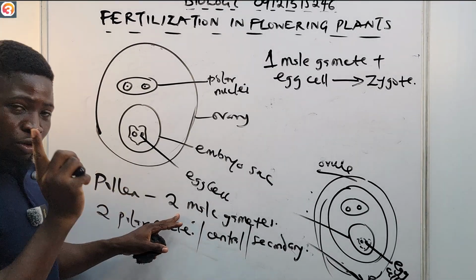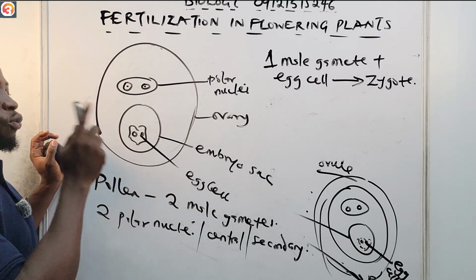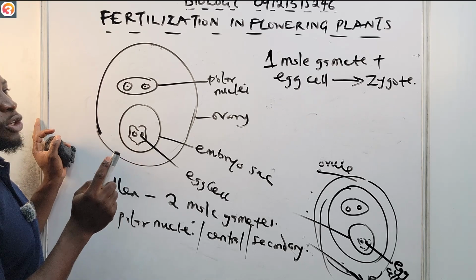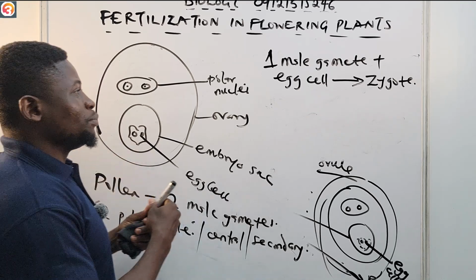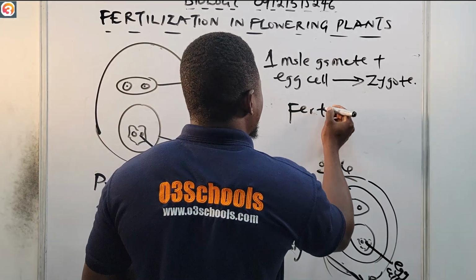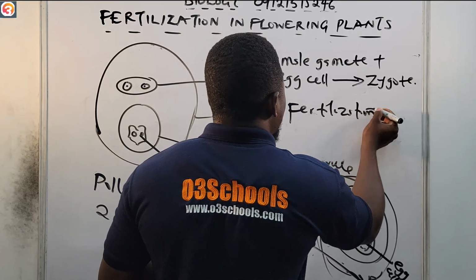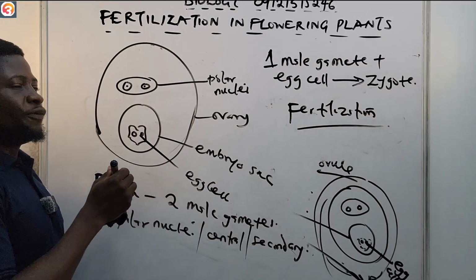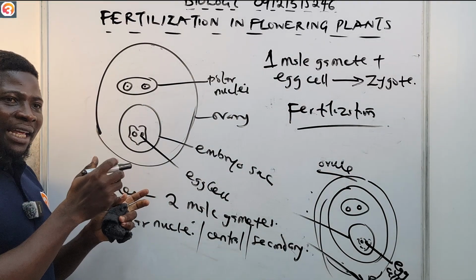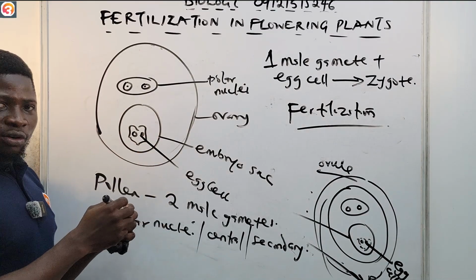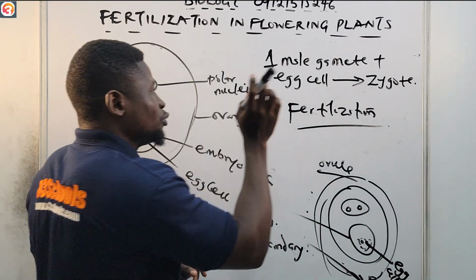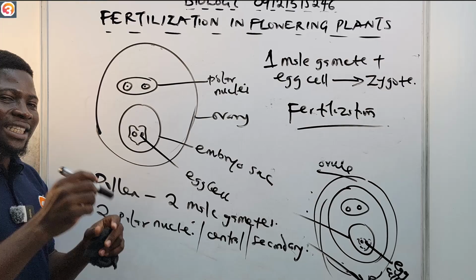Remember, we said there are two male gametes. The first one will fuse with the egg cell to form the zygote. This is the process we call fertilization. Fertilization is the fusion of the male and the female gametes to give us the zygote.